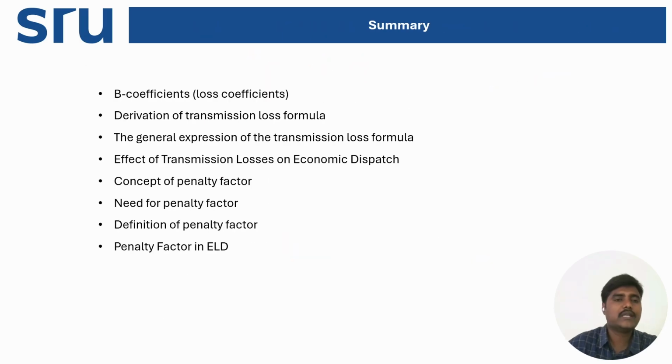The summary of today's lecture is: we saw the loss coefficients and the properties or characteristics of loss coefficients, and we derived the transmission loss formula, and then we expressed transmission loss using a general expression. We discussed the effect of transmission losses on economic dispatch, and we discussed the concept of penalty factor and the need for it, and we defined the penalty factor and its role in economic load dispatch. We have seen this by solving one example problem.